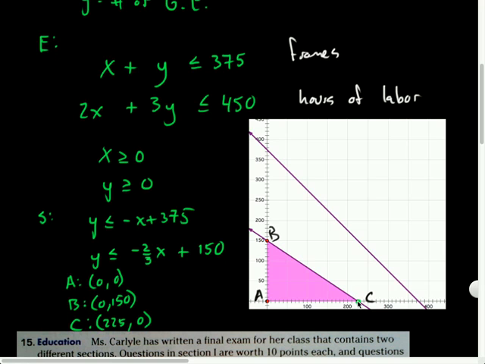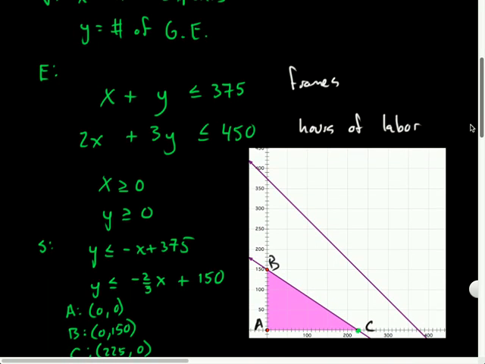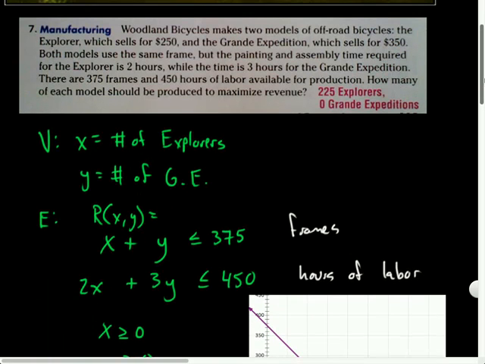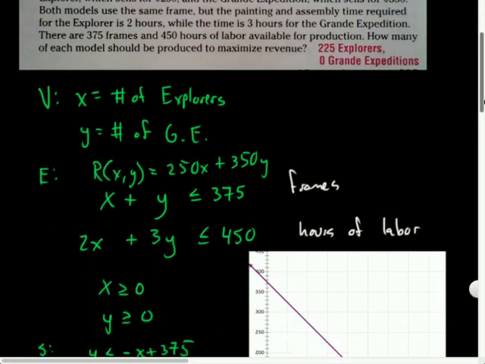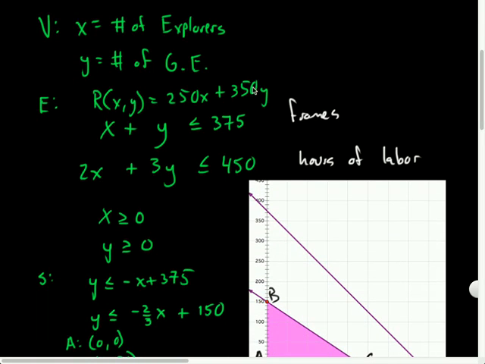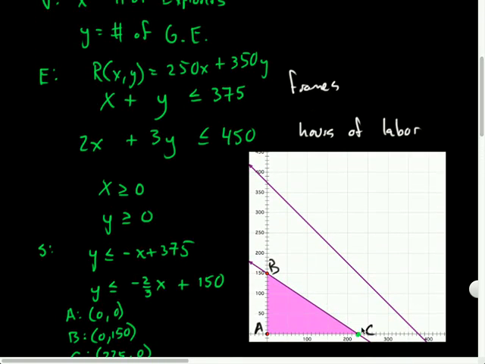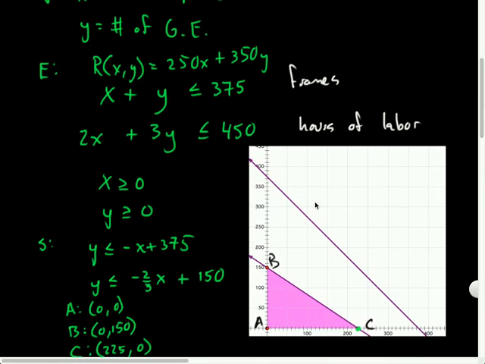So C ends up being the optimal solution when you plug those in your profit equation. Which, I didn't write the profit equation, or revenue equation, sorry. R of x, comma y was equal to, what was it? 250, 350? So 250x plus 350y. So it turns out that even though you make more revenue for each of the Grande expeditions, this is actually suggesting that you make none of them to optimize revenue, which is interesting. But anyway, that is an interesting graph result, so I'm glad we did take a look at that.